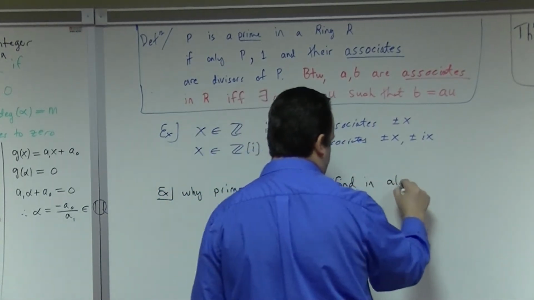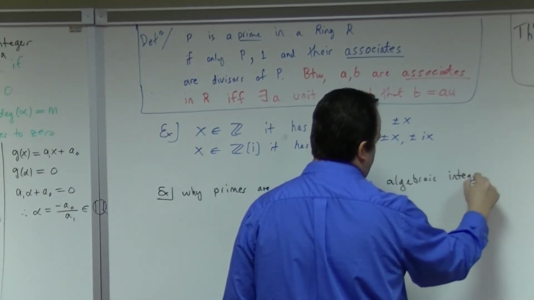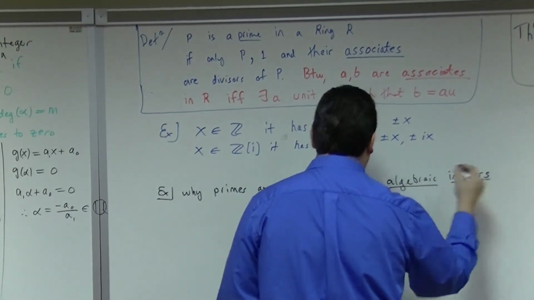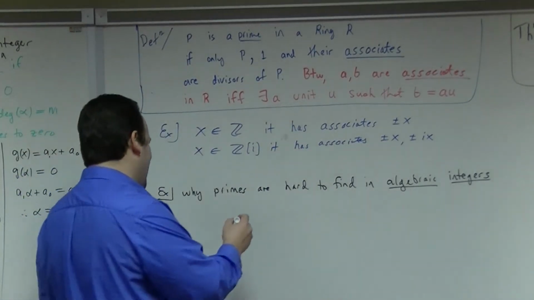In the algebraic integers. I don't have a symbol for that. It's starting to annoy me. What's that? I'm sure you can make one up. I can make one out. AI. Well, check it out.